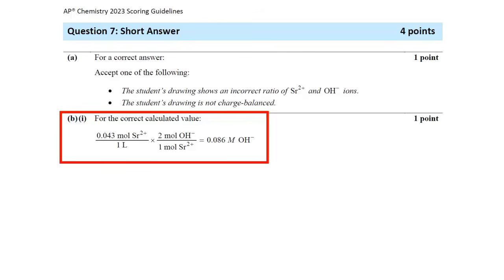So here is the official scoring guidelines from question 7 from the 2023 AP Chemistry exam, and you can see that that's exactly how they solved part B-I, to multiply the concentration of the strontium ion in the saturated solution by 2 based on that 2 to 1 mole ratio between hydroxide and strontium in this saturated solution.